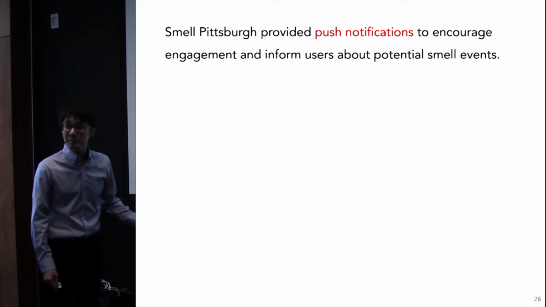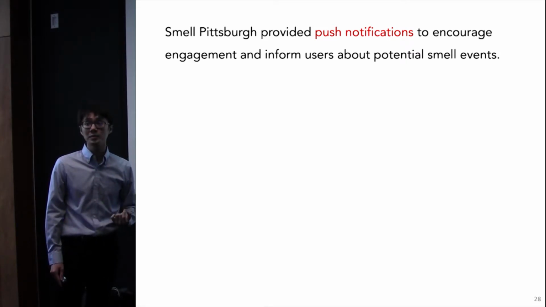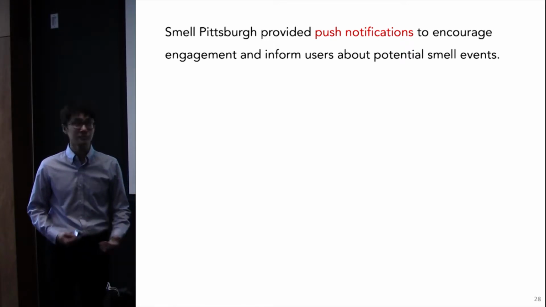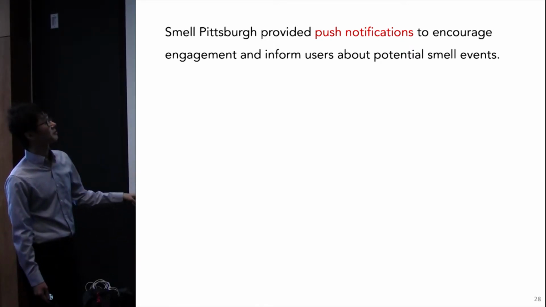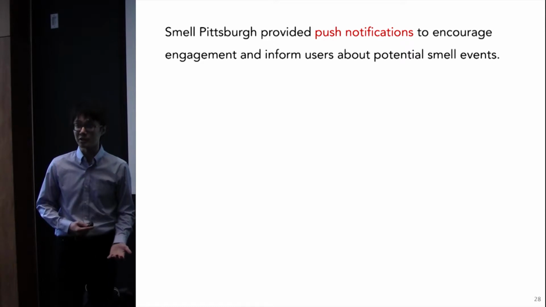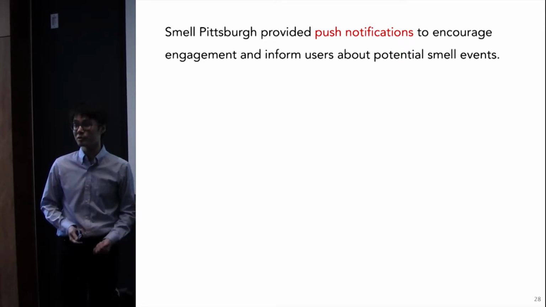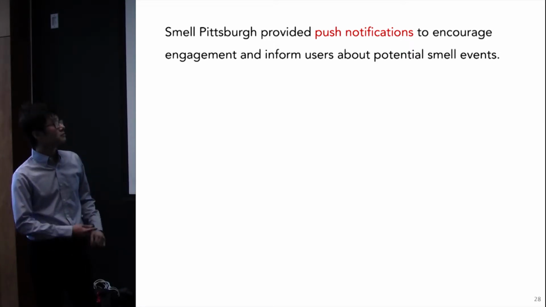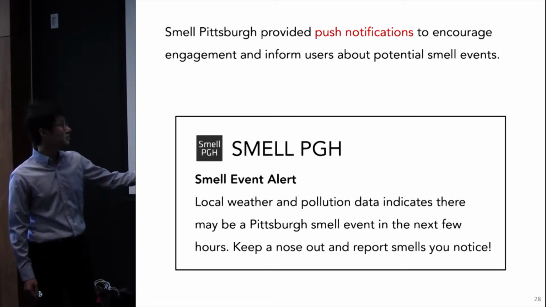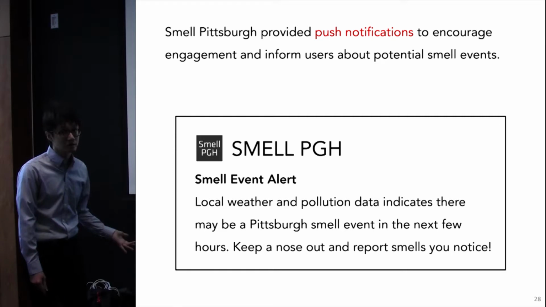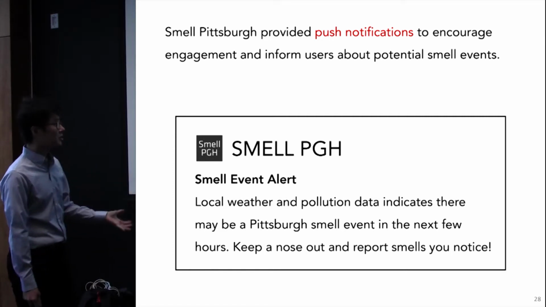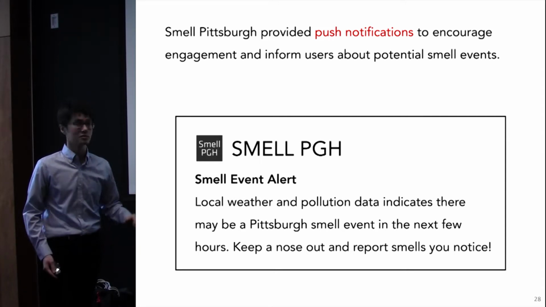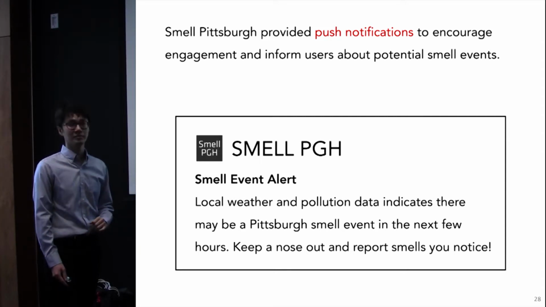Okay, so remember when I talk about our system, there's a push notification. Now I'm going to describe how that works. We want to send push notifications to encourage engagement, and we also want to use that to inform users about potential smell events. For example, you can see on the phone this message, a smell event alert. It will tell you that local weather and pollution data indicates there may be a smell Pittsburgh event. And just pay attention and keep the nose out.